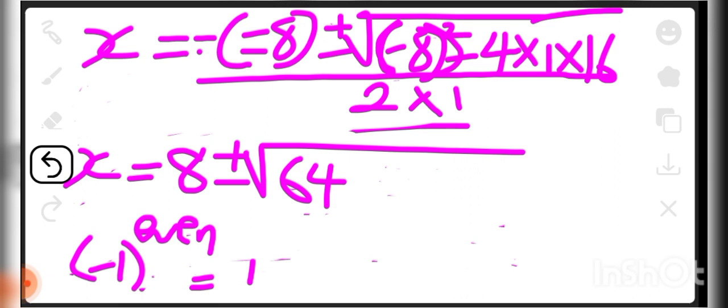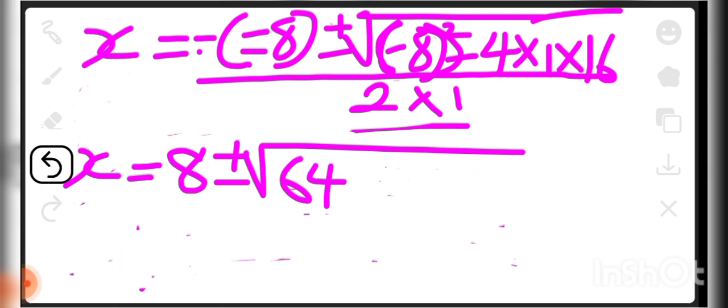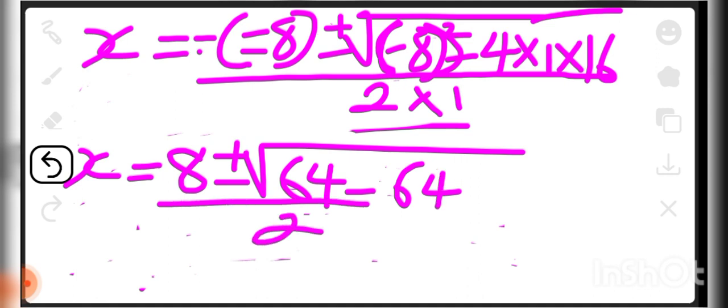That's why that minus 8 is changing to plus 64, because the power is even, which is 2. It's an even number. So minus 4 times 16. I think it's still 64. 64. Then over 2. So this is going to give us.